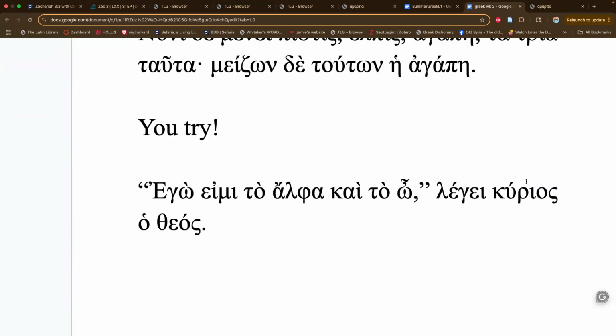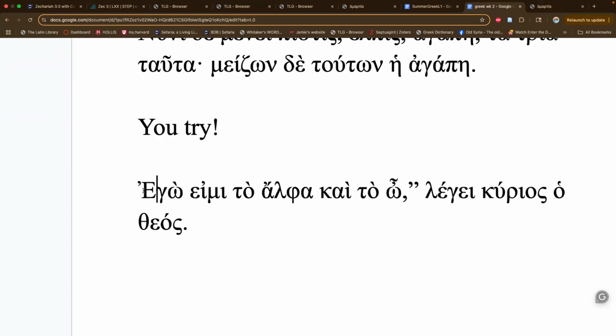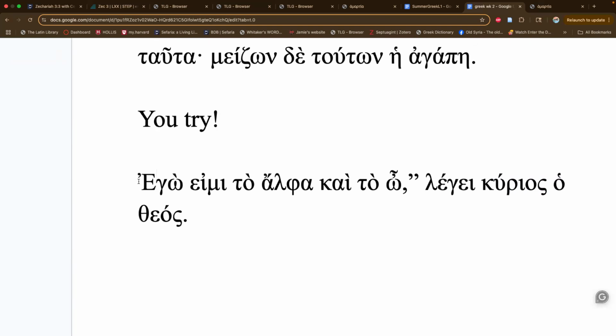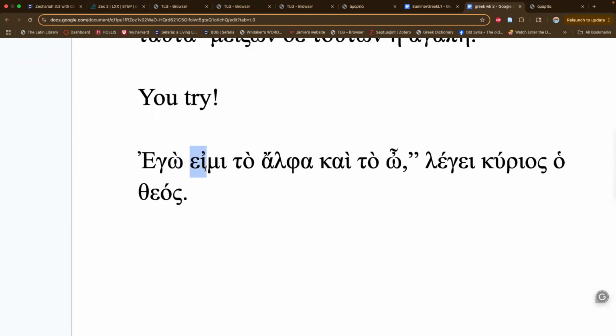So to say this one again: ego eimi, ta alpha kai ta omega, lege Kurios ho theos. Yeah, I got you. The first one is hard to see because I have the quote here, but it's the soft breathing, so go with the long O. Then here we have a diphthong, which makes the A sound. So ai me.